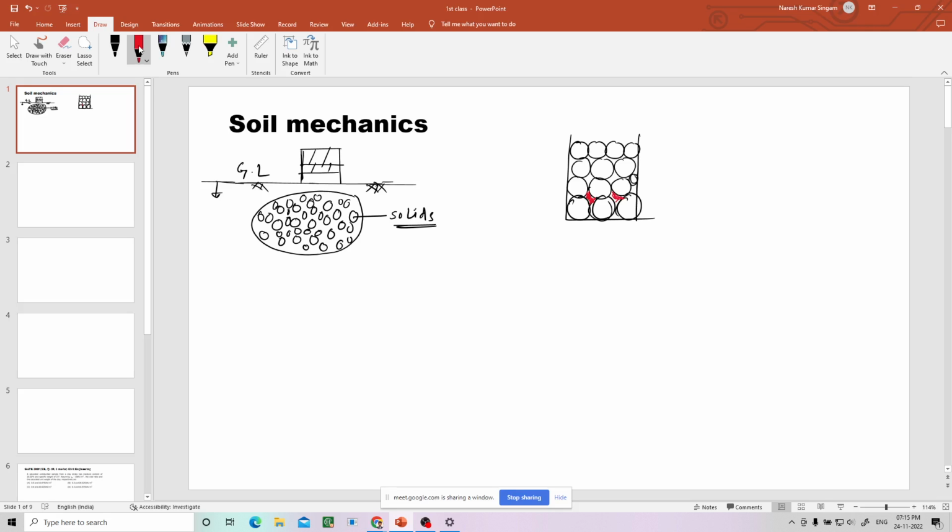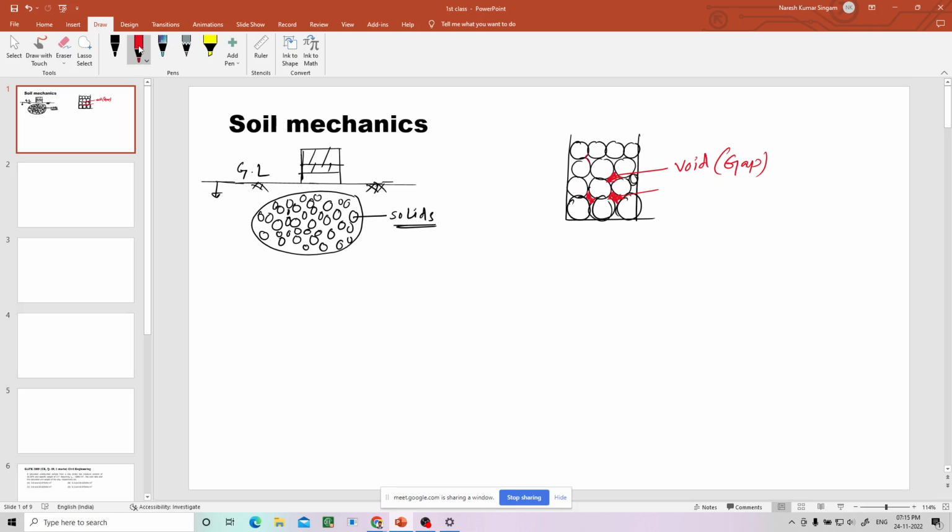This is a gap. The red color is, let us say, the gap. You cannot fill this gap with another ball or another particle. So if you put together all the solid particles, there are some voids in it. These are called voids, this gap. So this is void, nothing but gap. And this black color, these are solids.